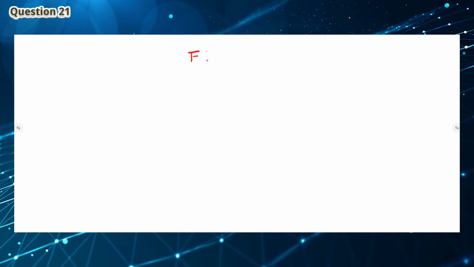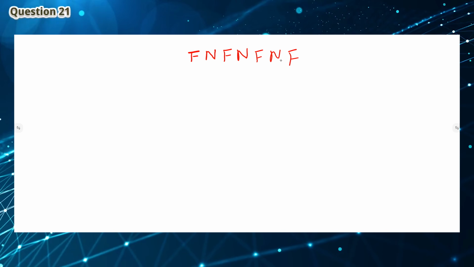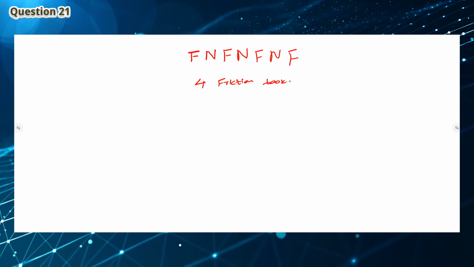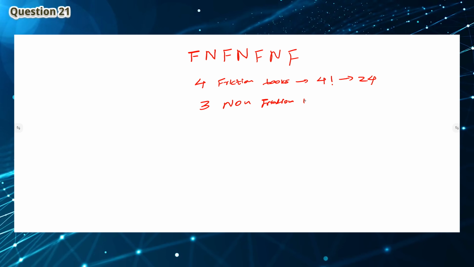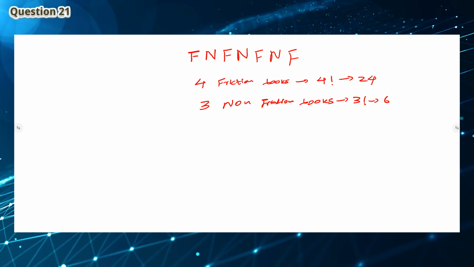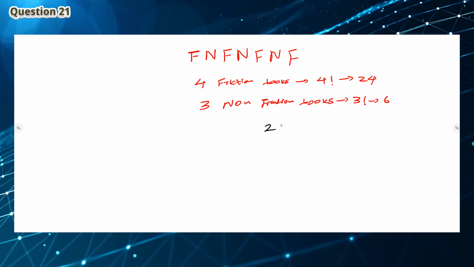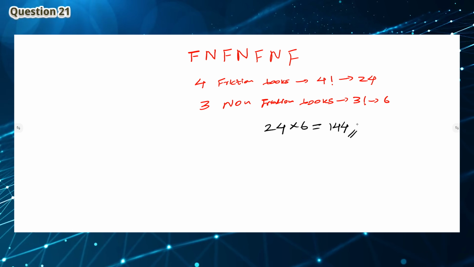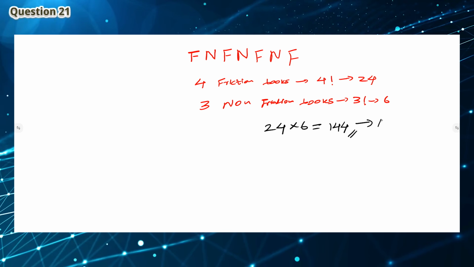The books must alternate between fiction and non-fiction. There's a total of 4 factorial, which is 24 ways to order the 4 fiction books, and there are a total of 3 factorial, or 6 ways to order the 3 non-fiction books. In total, the number of arrangements is 24 times 6, which gives a total of 144. So in total, there are 144 arrangements, and the answer is A.